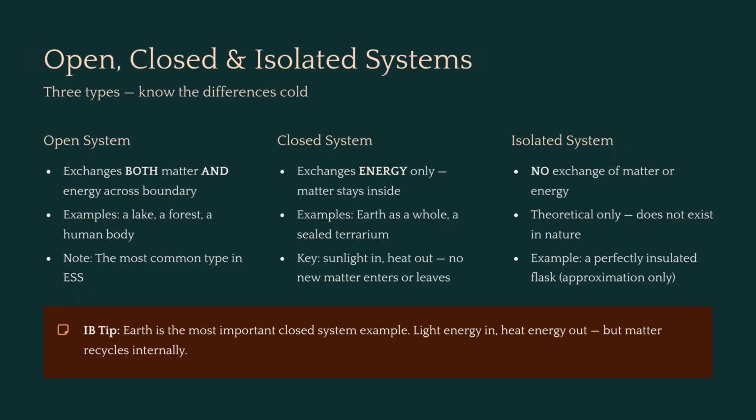3 types. Open: matter and energy exchange. Your body, lakes, forests. Closed: energy only. Earth. Sunlight in, heat out. Matter cycles inside. Isolated: neither. Theoretical only. Exam tip: Earth is closed. That detail kills a lot of questions.